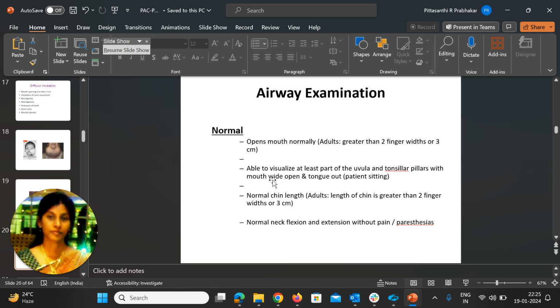Airway examination, normal: the patient opens the mouth normally, in adults greater than 2 finger width or 3 centimeters, and is able to visualize at least a part of the uvula and tonsillar pillars with mouth wide open and tongue out, patient sitting. Normal chin length: in adults, the length of the chin is greater than 2 finger breadth or 3 centimeters. Normal neck flexion and extension without pain or paresthesia.